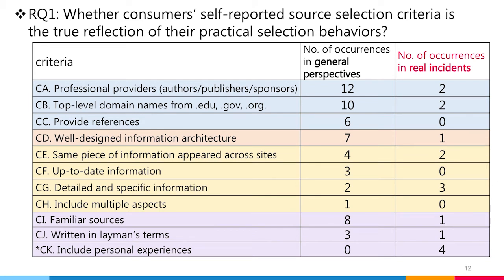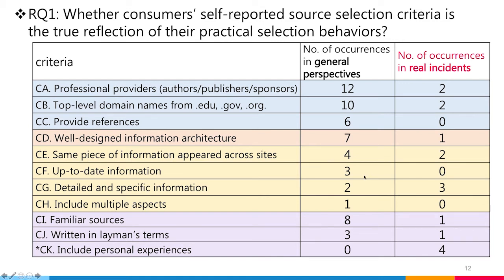We then extracted the mentions of source selection criteria in participants' real search incidents and compared them with self-reported source selection criteria in general perspectives. This comparison helps to answer the research question, whether consumers' self-reported source selection criteria is a true reflection of their practical selection behaviors.